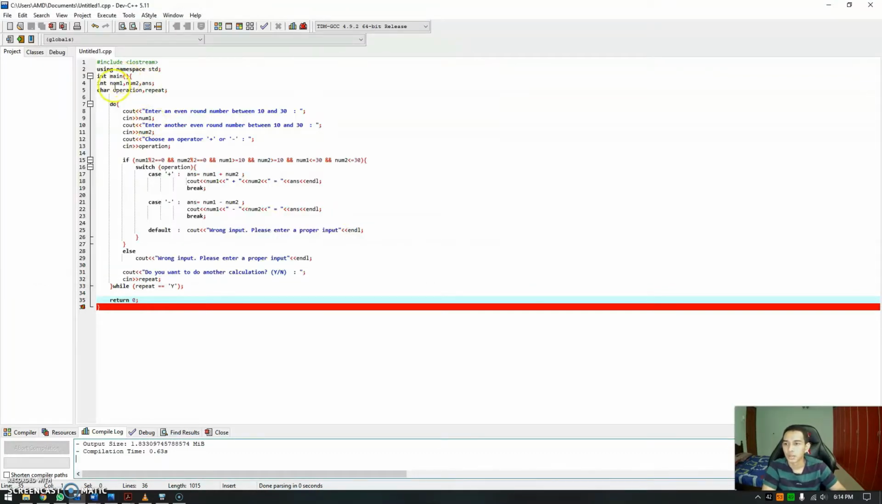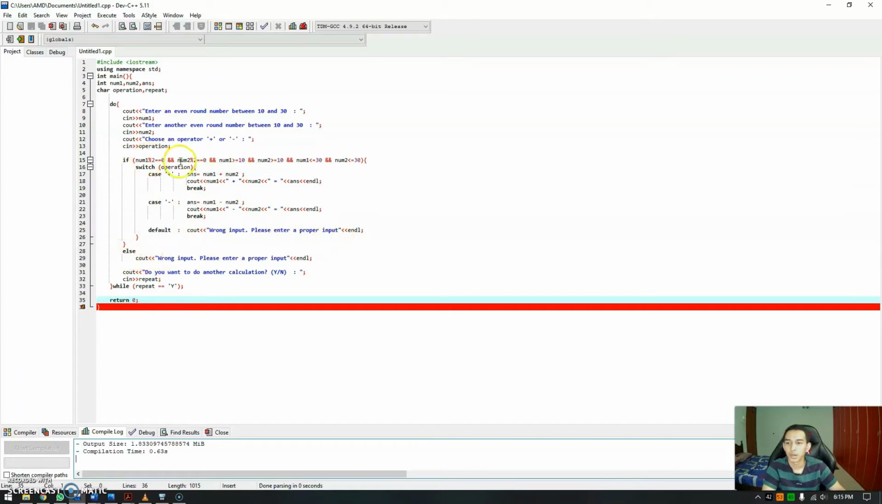So first we declare the variables num1, num2 and answer as integer, operation and repeat as character. Then do all of this while repeat is equal to Y. Then we see first we cout to get the num1, then num2, then operation. Then we check the condition. If num1 and num2 satisfy this condition, then we go to switch. For plus, we will go through this process. If minus, it will become minus. If other than that, we will cout the warning: wrong input, please enter a proper input.